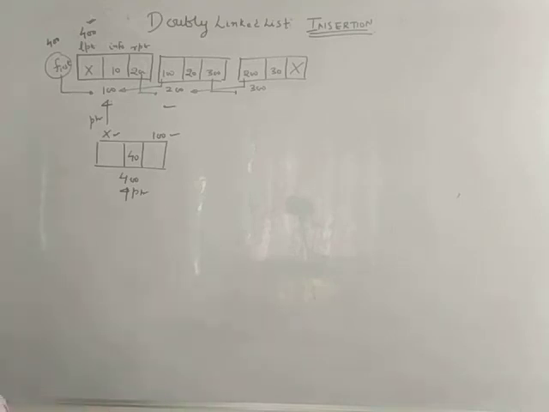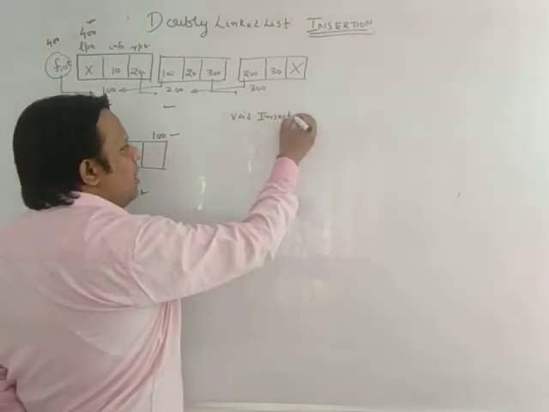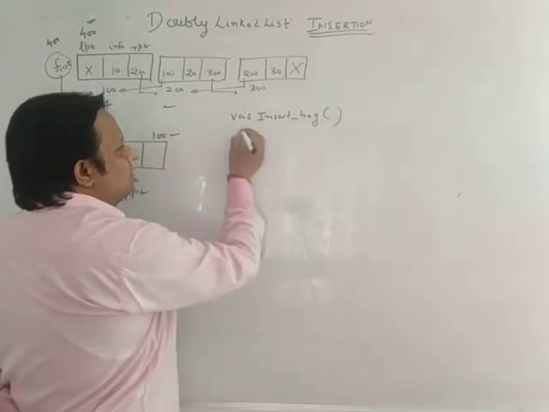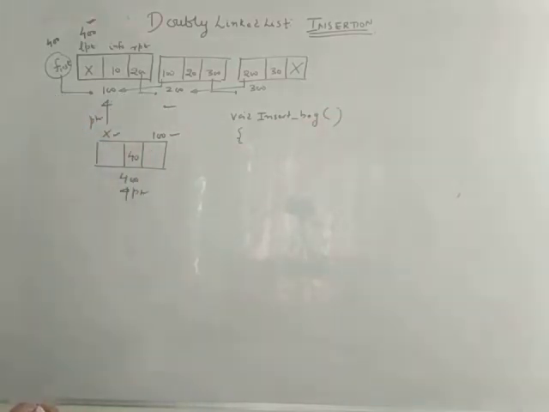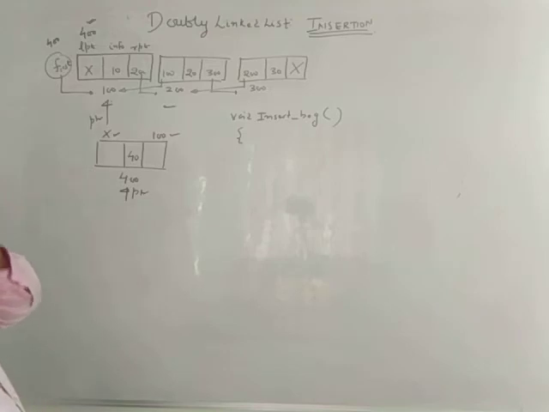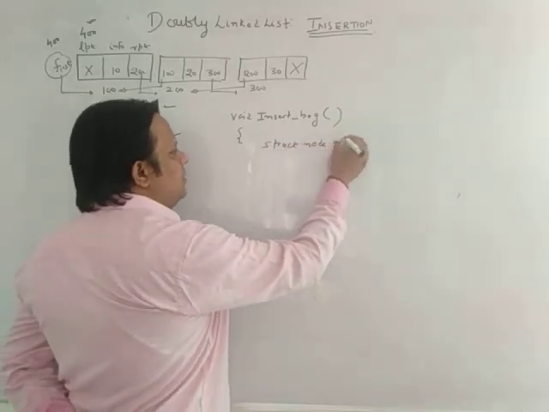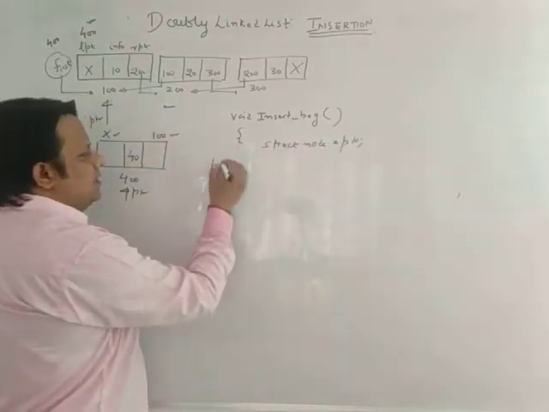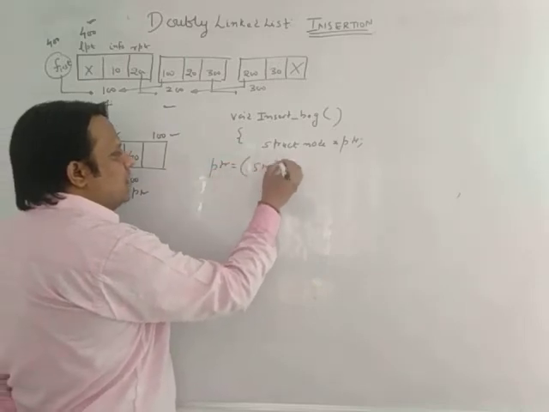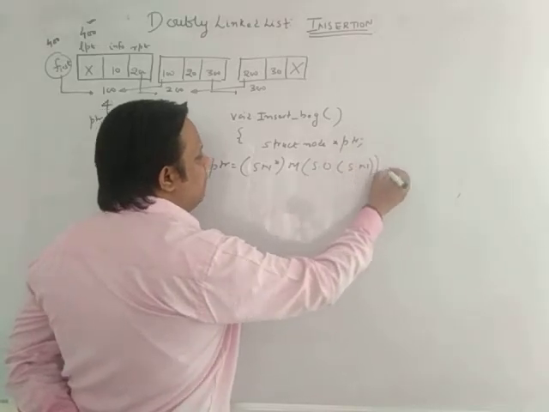So let's write the program now. I'm writing void insert underscore beginning. So how many pointers do we require? Basically we require only one pointer because we are trying to insert at the beginning. There is no movement, there are no other addresses required. So we need only one pointer. We require struct node star PTR. Try to allocate the memory. PTR is equal to struct node star malloc sizeof struct node. Fine, so this is it.